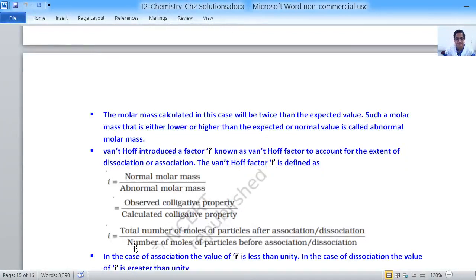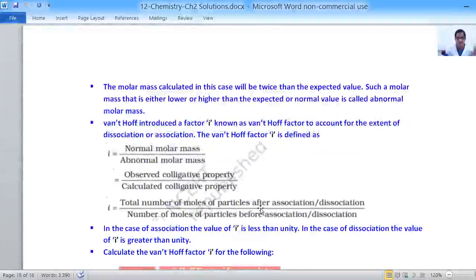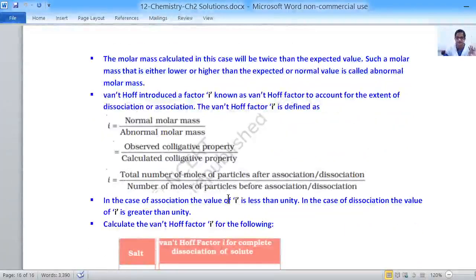One more method is there: the total number of moles of the particles after association or dissociation, which depends on the type of the compound. If it is an organic compound, it will undergo association, and if it is an ionic compound, it will undergo dissociation. Total number of moles of the particles after association or dissociation divided by the number of particles before association or dissociation. So please study these equations.